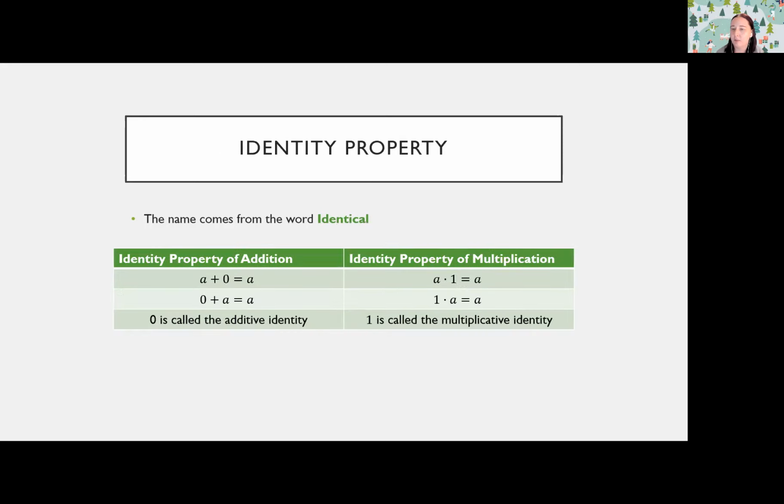The identity property is something that says you can add or multiply and it will stay identical. So the identity property of addition allows us to add 0 and the thing stays the same. So 0 is called the additive identity. For multiplication, you can multiply by 1 and it stays the same. So 1 is the multiplicative identity. It keeps it identical.